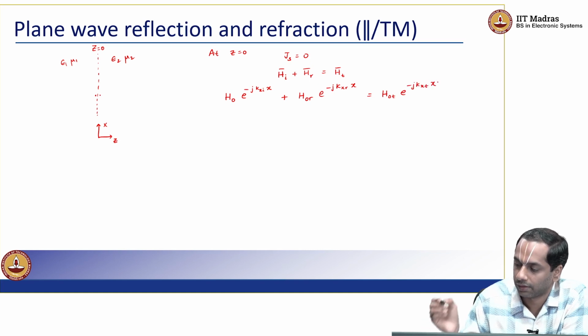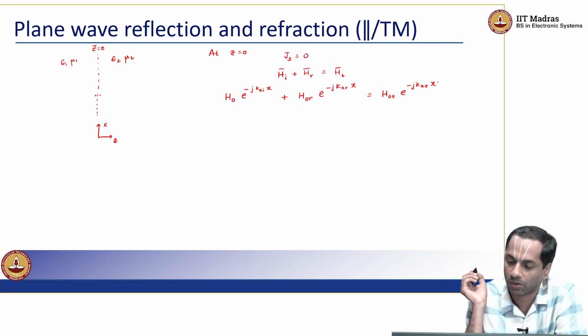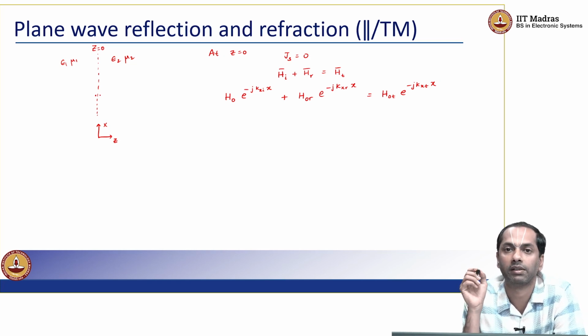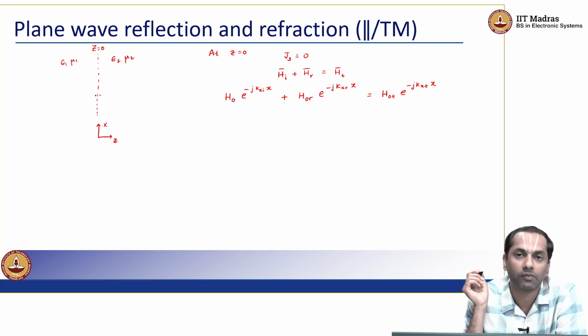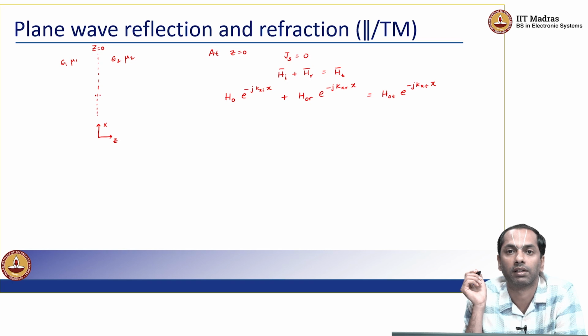And then for the transmitted, H0t e to the minus j kxt x, right. So what are we doing here? We are simply setting z equals 0. We are just looking at the interface, and this is the continuity equation coming from our Maxwell's boundary conditions. So what then is another boundary condition we can invoke? It is the electric field that is also parallel to the boundary.